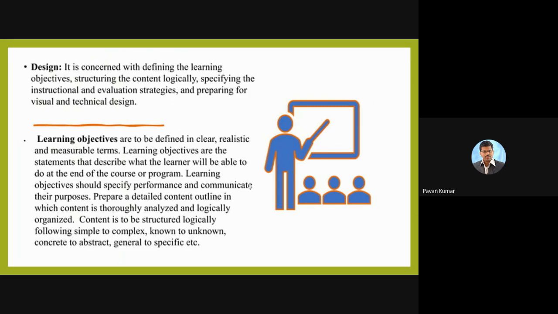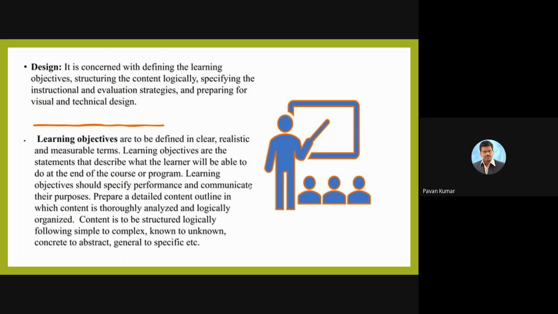The next one is the learner objectives. Learner objectives are defined in clear, realistic and measurable terms. So what are learner objectives? At the end of this program or the end of this content, what the learners can get or can obtain, that is the objectives. So specify their performance and communicate.